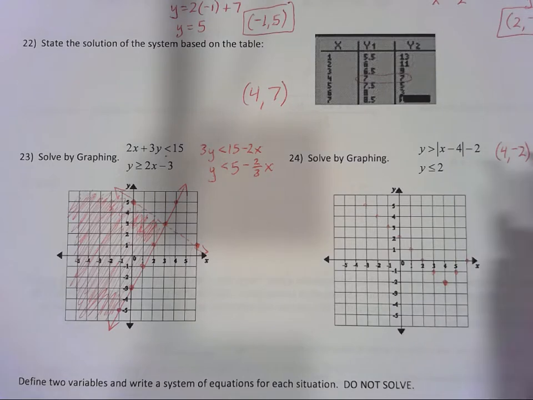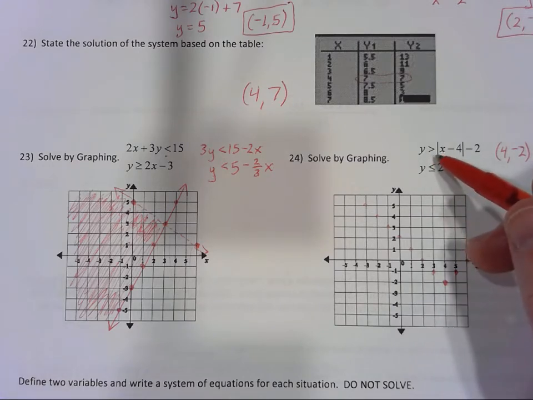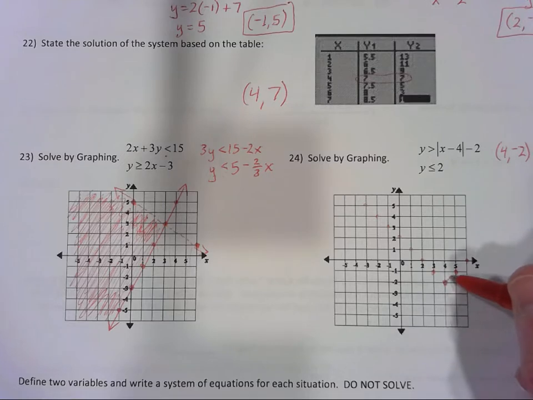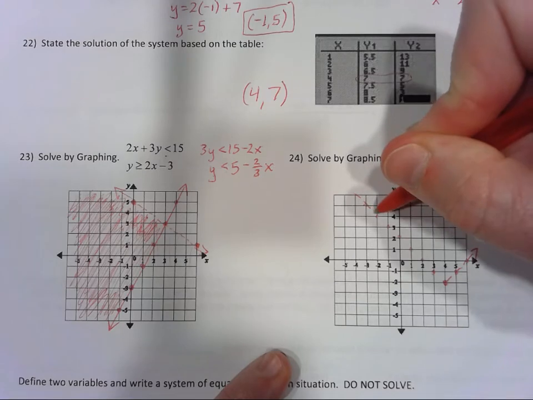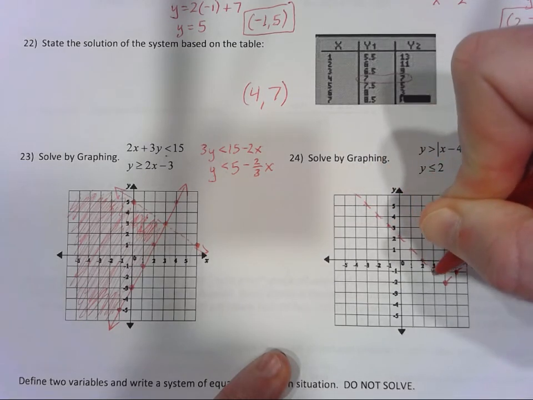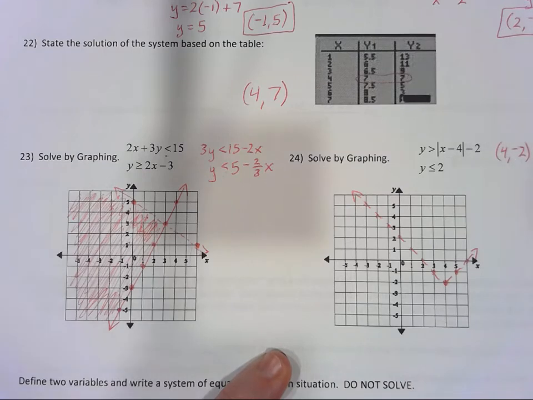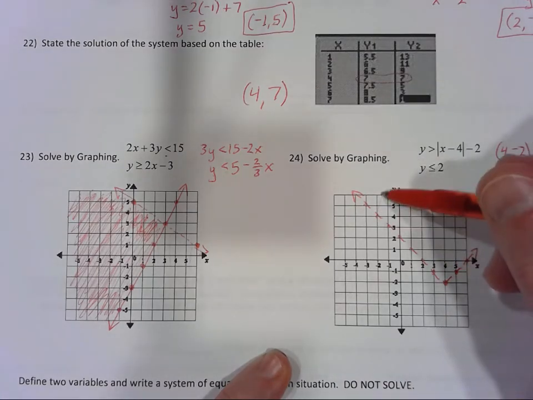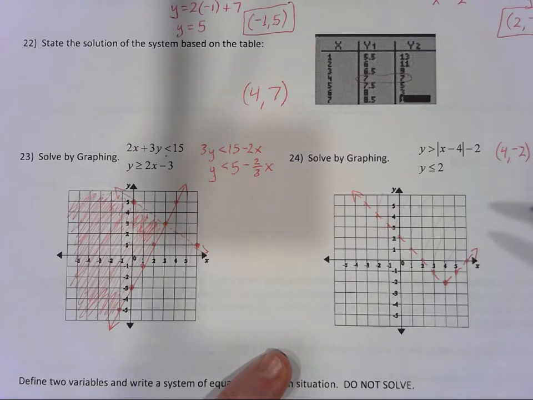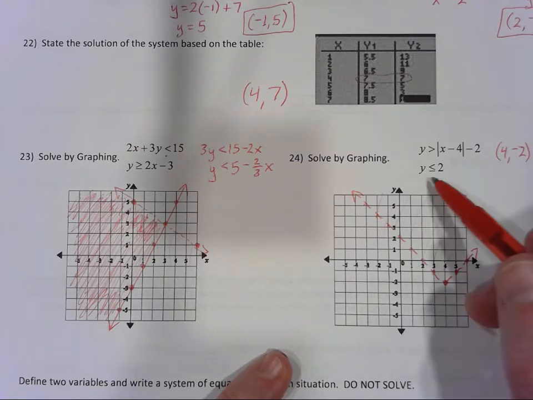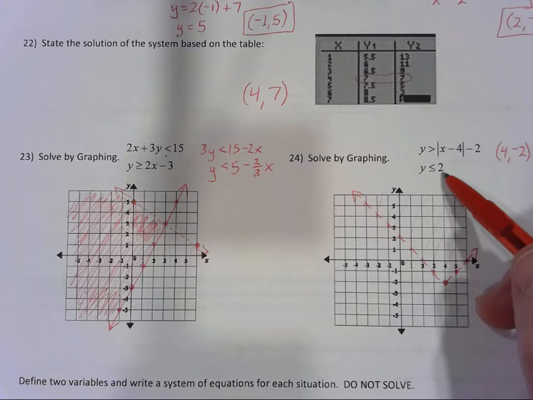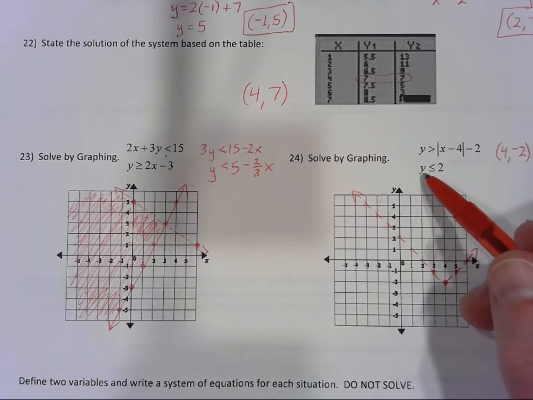And its y is greater than, so there's no equal to, therefore it's a dashed line. Y is greater than means I'm shading above that, or inside the V. Y is less than or equal to 2. This means that since it does not have an x, it only crosses the y-axis. So this is a horizontal line that has a y-intercept of 2.